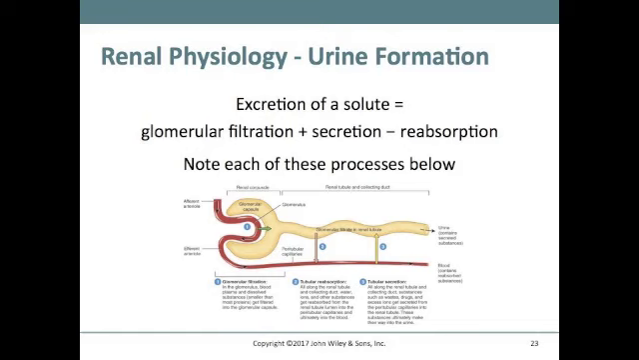And then at step 3, we call this tubular secretion. So the filtered fluid flows through the renal tubules and collecting ducts. The renal tubule and the duct cells secrete other materials such as wastes, drugs, and excess ions into the fluid. Notice that tubular secretion removes substances from the blood.